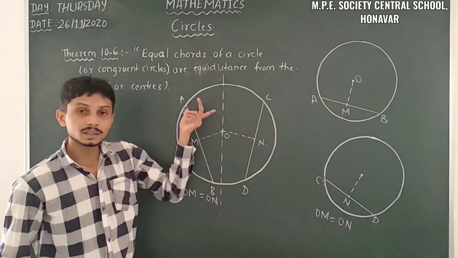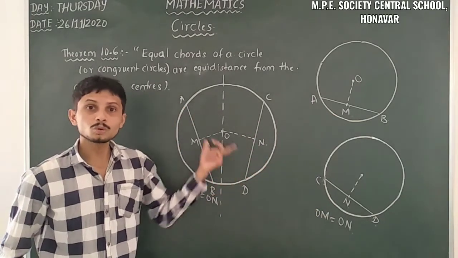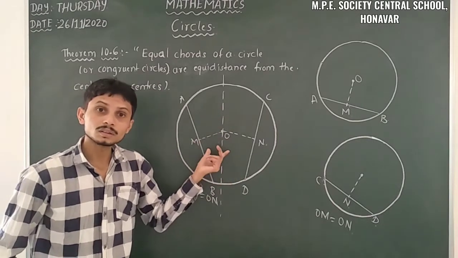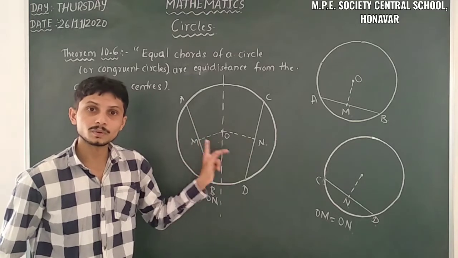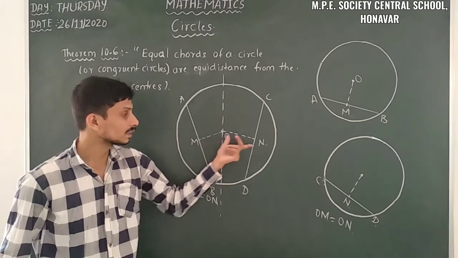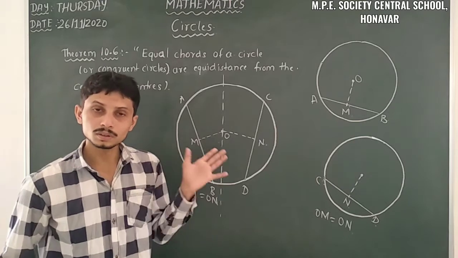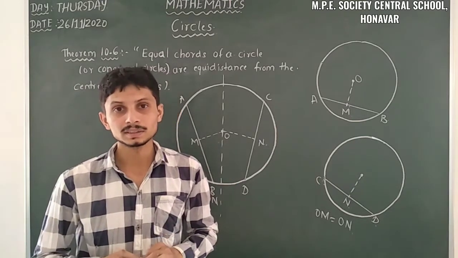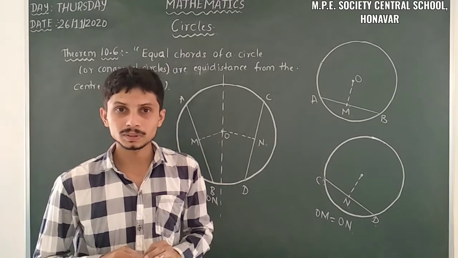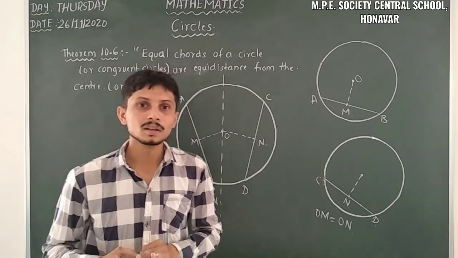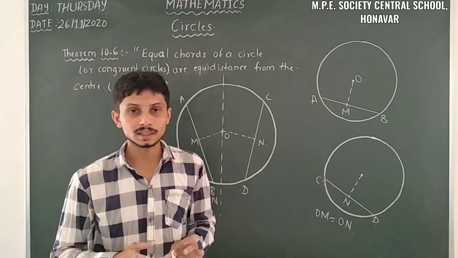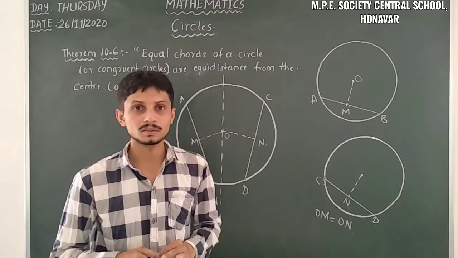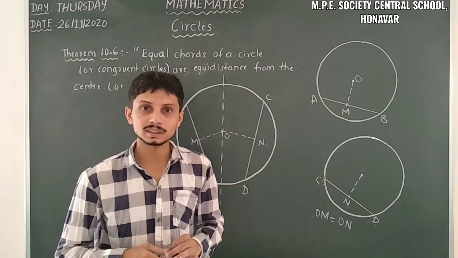And here we took two chords in one circle, so there we drew the perpendicular length from the center. Those two lengths are one and the same. This is what we have in theorem 10.6, that is, equal chords of a circle or of congruent circles are equidistant from the center or centers.